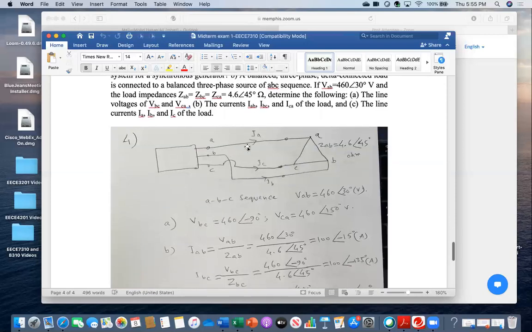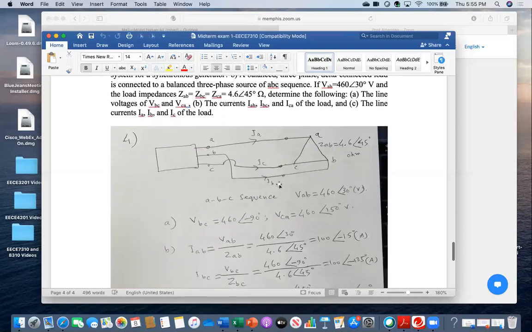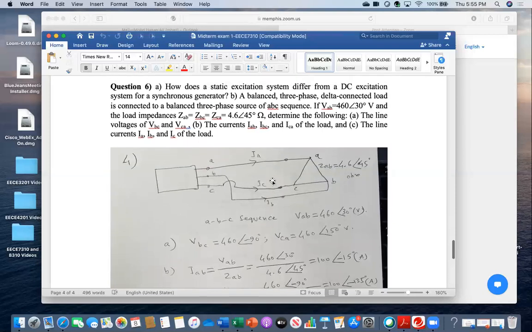As you can see, I have drawn the basic schematic. Whatever the source is, it has the ABC sequence, and that is powering the delta-connected load. I did not even draw any coil, just the symbol of delta. So the impedance of any branch is 4.6 angle 45 degrees.